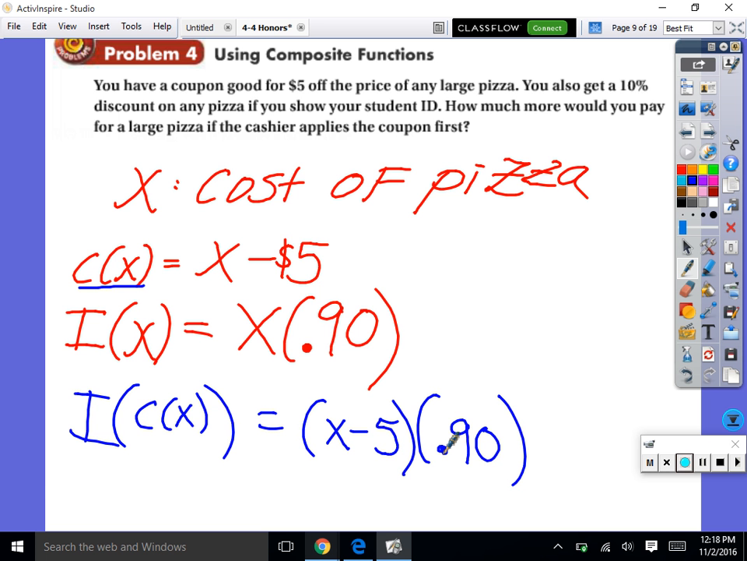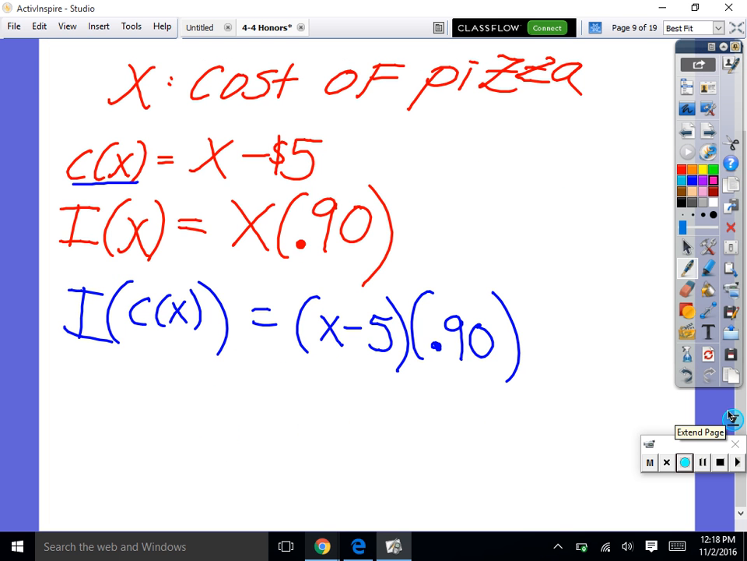So now it says, how much more will you pay for a large pizza if the cashier applies the coupon first? There's a couple different ways we could do this. Let's just do it the easy way. Let's pretend the pizza costs $5. Couldn't we calculate it this way, calculate it the other way, and then look at the difference in money? Do you get what I'm saying? Okay, so let's do it the other way while we're here, though.